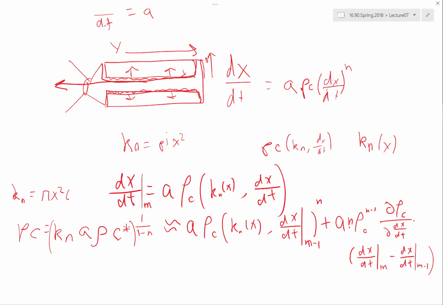How big is it usually? What, how big is n? Like 0.4? Oh, it's fine. And you shouldn't have a very stiff system. Should be fine. So how does Pc depend on dx/dt?